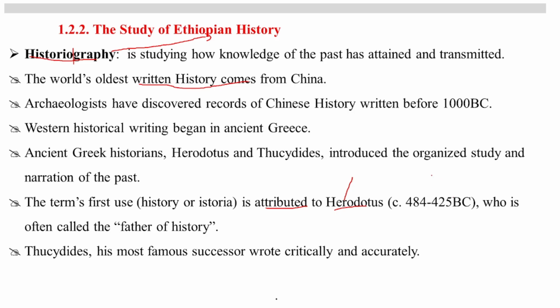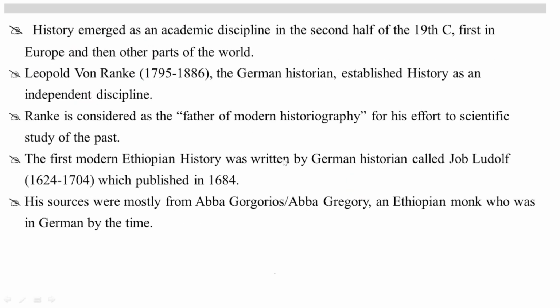So when we come to Greek historians, the systematic and organized study and narration of the past was produced by two Greek historians: Herodotus, the father of history, and Thucydides, his successor. History emerged as an academic discipline in the second half of the 19th century, first in Europe, and then in other parts of the world.